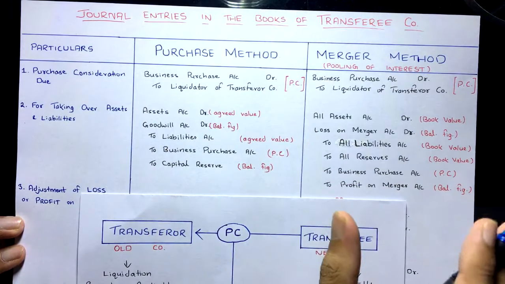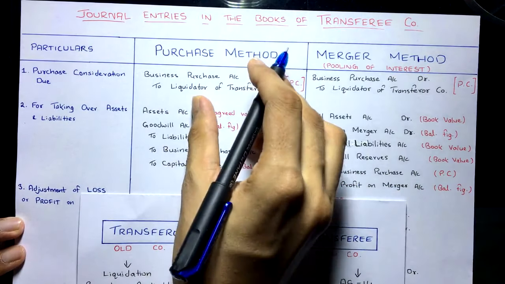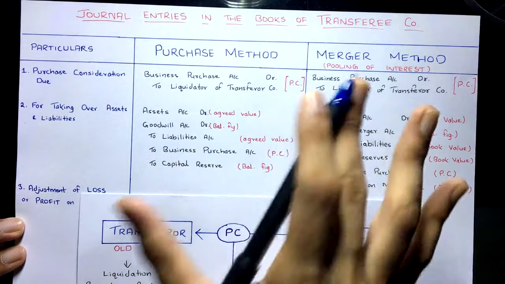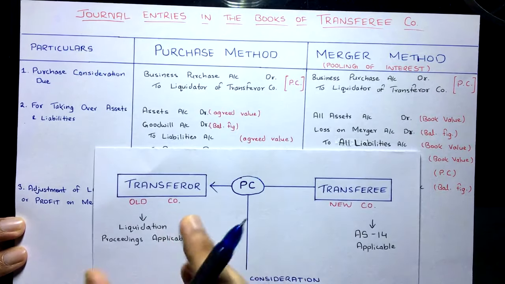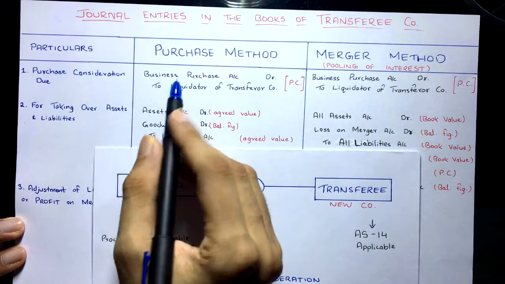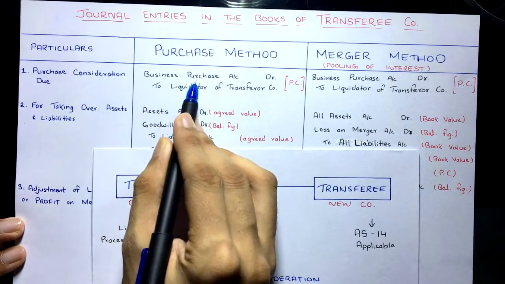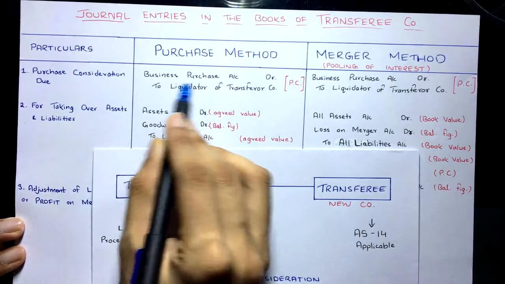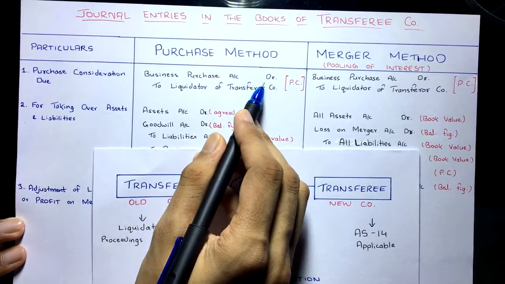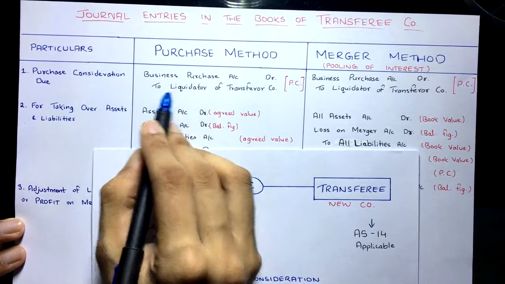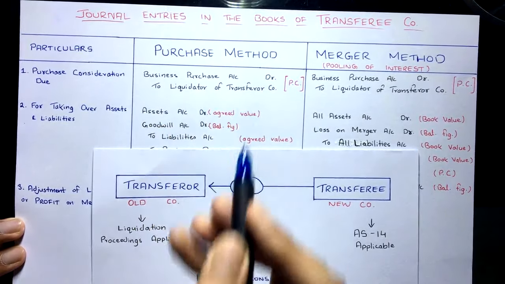Simple credit purchase entry. Now here, are we purchasing goods? No, we are purchasing a whole company, right? So now here we are purchasing a whole business, so we have to use the term business purchase. So this temporary account we will open, business purchase account debit, right? And then to liquidator of transferor company.